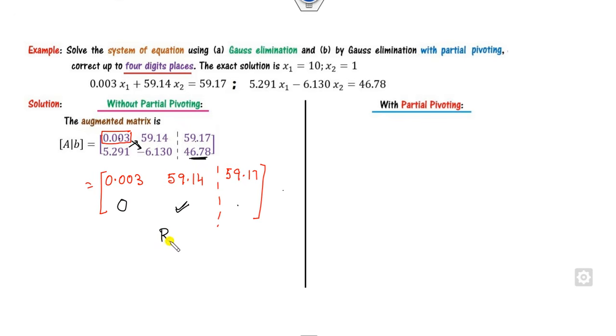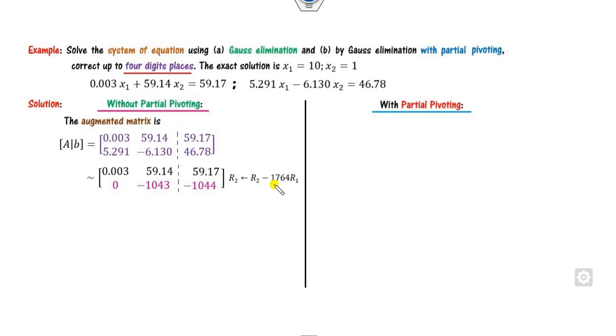Then what will the operation be? How can you do R2, what is that? You can see what is the R2 and R1. So what is the ratio of R2 and R1? So it is 5.291 divided by 0.003. Once you take the LCM, once you divide, you have to write it to 4 decimal places like here. You have to write in 4 decimal places only. Now next one is the diagonal entry but there is no element below. You can write in this equation.